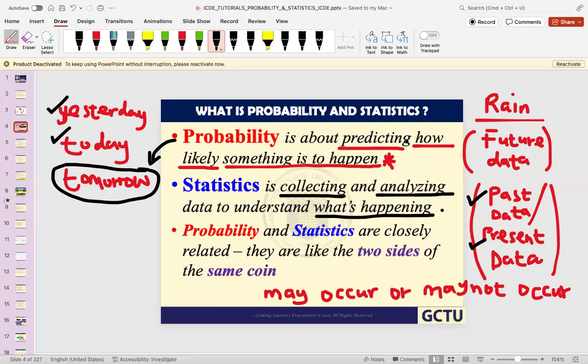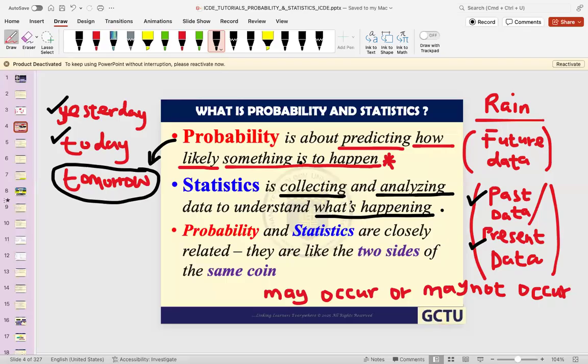The first one is predicting about something that can happen. This is what is happening. So this one is happening or it may have happened, and this is where the past data comes in. So you analyze past data and present data using statistics, and you analyze future data using probability.